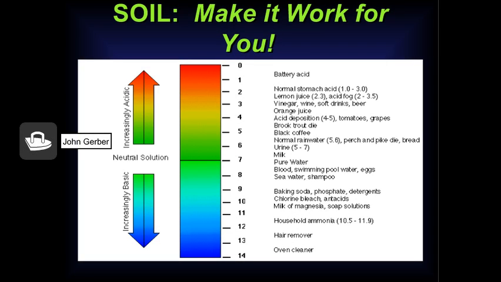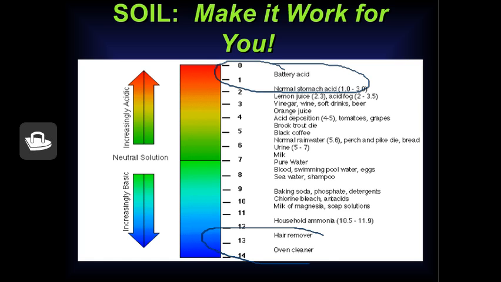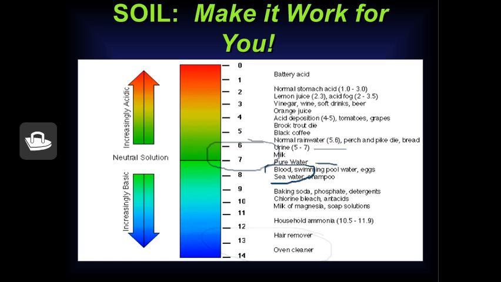pH is measured on a scale of 0 to 14. Very, very low numbers are like battery acid, or very, very acid. And oven cleaner and hair removers are very, very alkaline. Most of the time you find soils in the 6 and 7 range. Normal rainwater will be a 5 or 6. Pure water will be neutral. Seawater will be slightly alkaline. This gives you a sense of the range of pH you can find in nature.